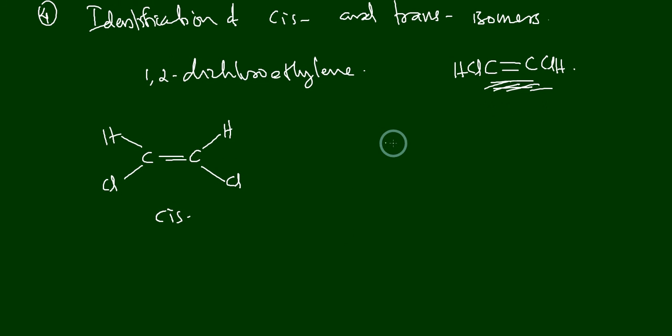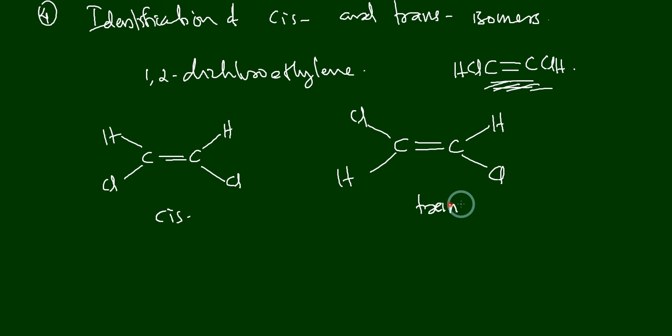In a trans isomer, C double bond C, the two chlorine atoms are on opposite sides. Chlorine and chlorine will come on opposite sides, hydrogen and hydrogen on opposite sides. This is a trans isomer. We need to find out whether we have the cis isomer or the trans isomer.